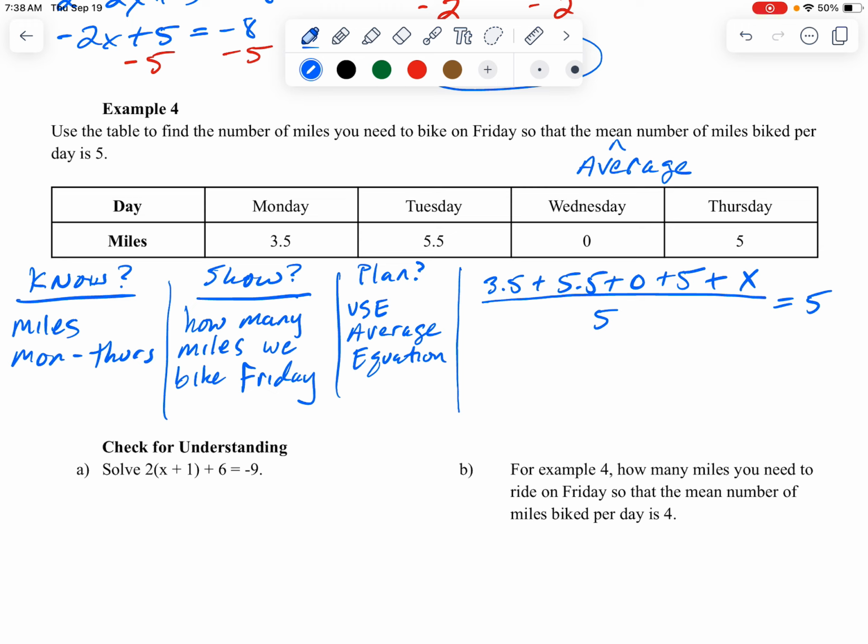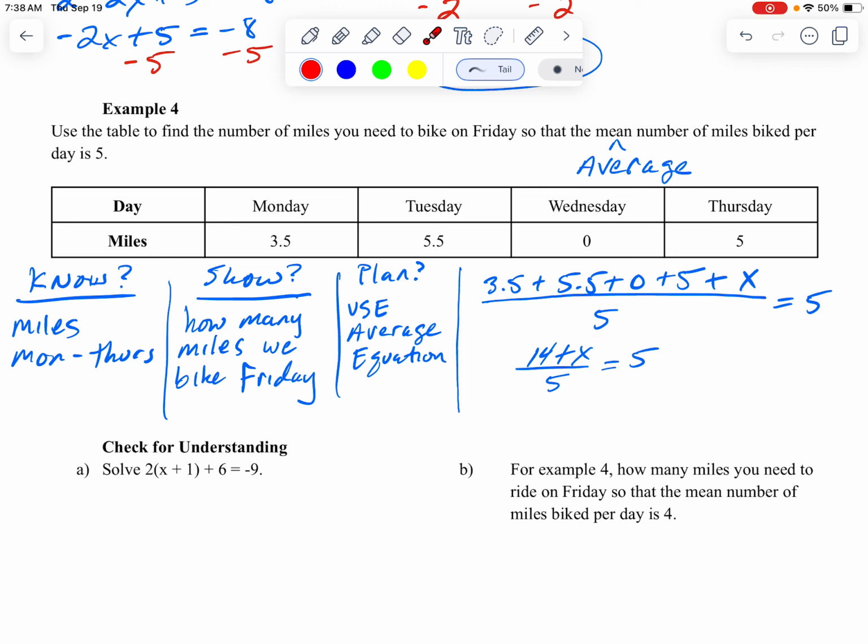So let's simplify and solve. We can combine some like terms up here. Okay, 3.5 plus 5.5 is 9, plus another 5 is 14, plus x, divided by 5 equals 5. Now this setup of this equation looks a little bit different from what we've seen now. I've got 2 things together on the top divided by 5. In this case, we're going to want to undo this division first and then undo the addition.